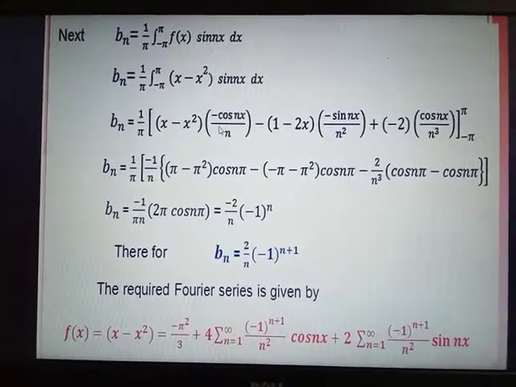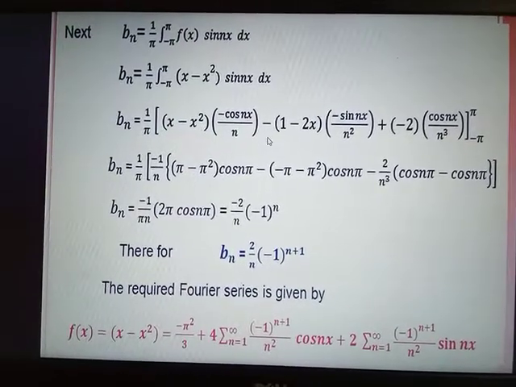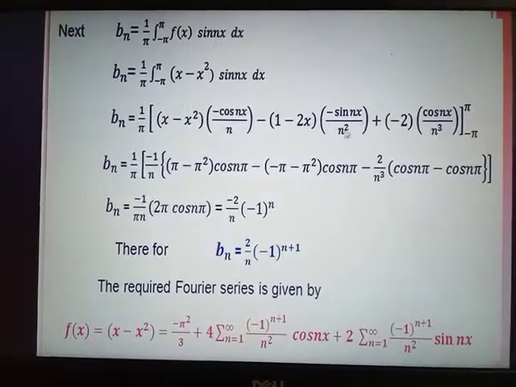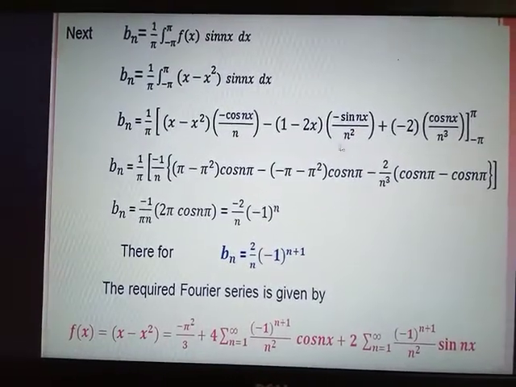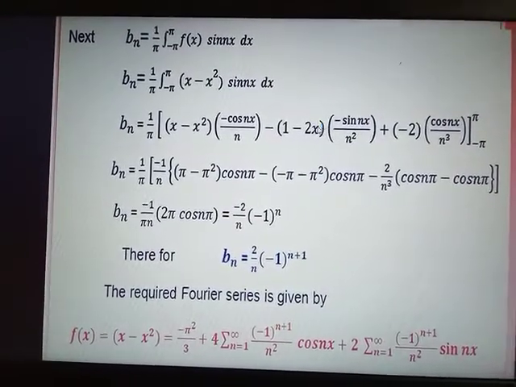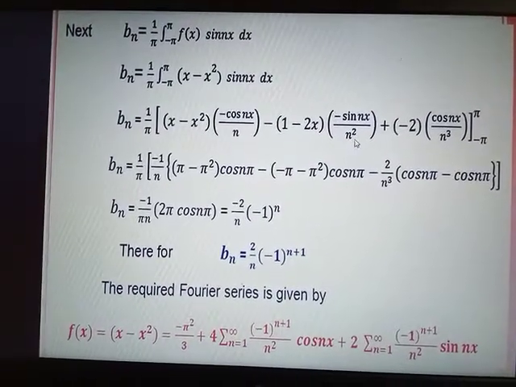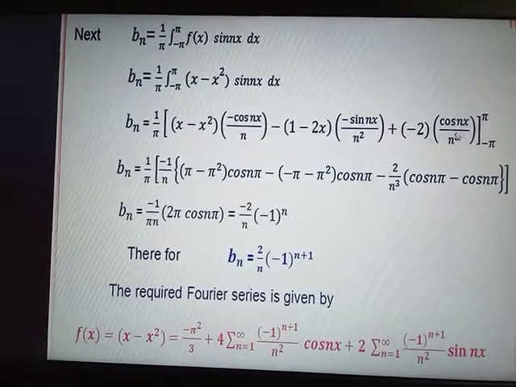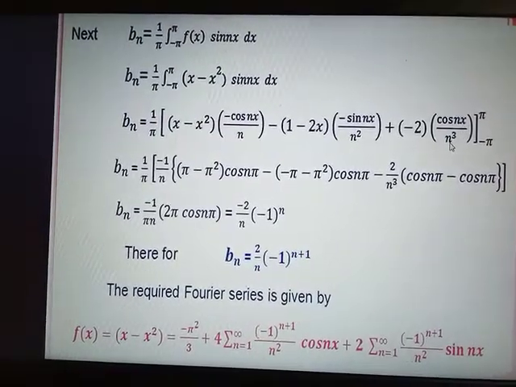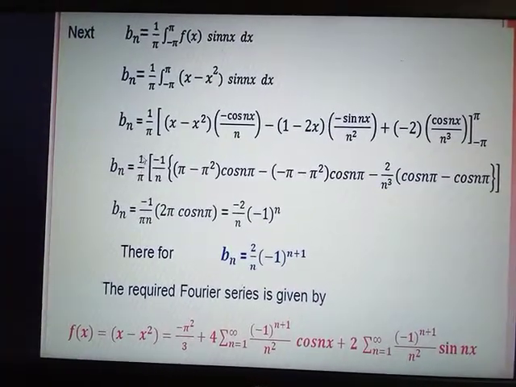Integration of sin nx is minus cos nx divided by n, minus differentiate this x minus x square, we will get 1 minus 2x, then again integrate this one, we get minus sin nx divided by n into n is n square, plus differentiate this 1 minus 2x, differentiation of 1 is 0 and differentiation of 2x is 2, therefore it is minus 2 into cos nx divided by n cube, because integration of sin nx is minus cos nx, minus minus get cancelled, therefore it is only plus cos nx divided by n cube, limits from minus pi to pi. Then bn is equal to 1 by pi as it is.